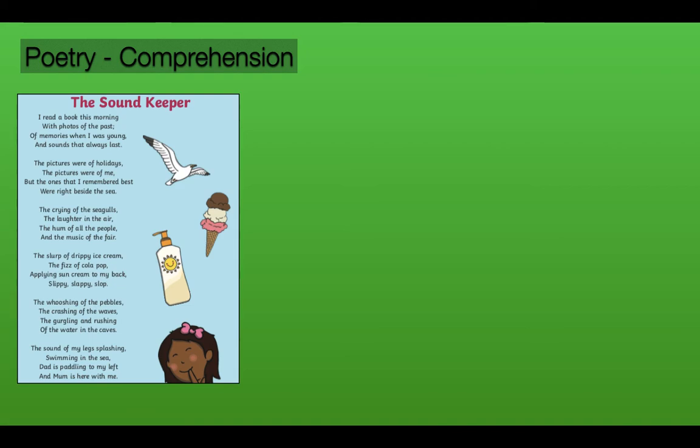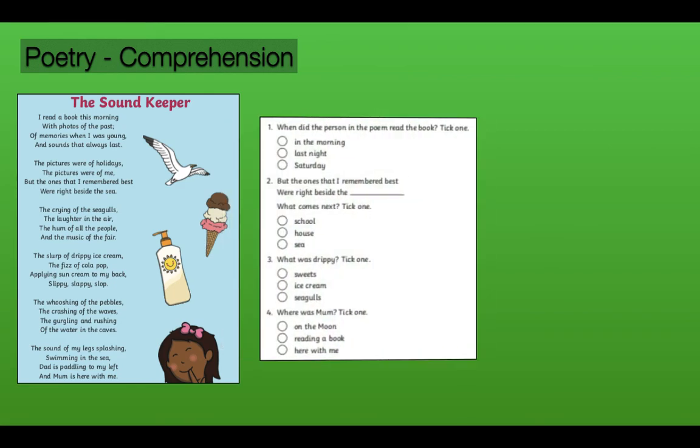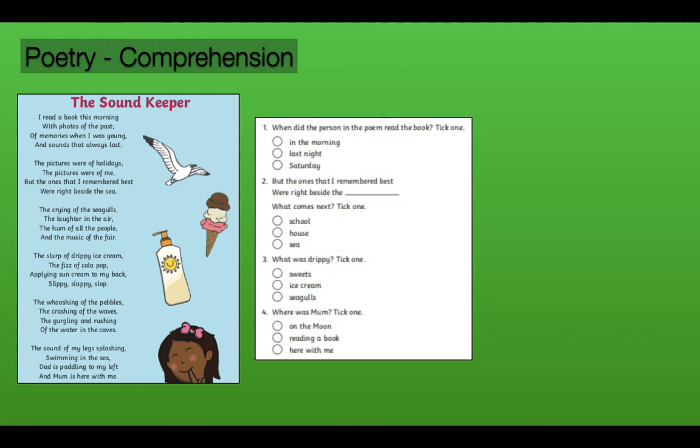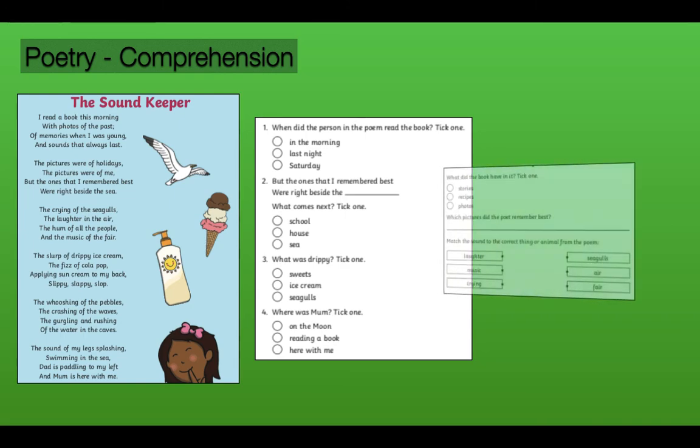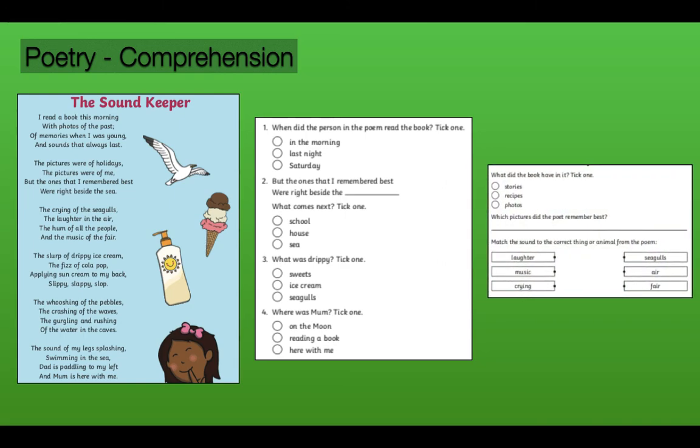So here is your task. After reading the poem, make sure you understand what it all means. Answer the questions here. There are 2 that you need to answer. So 1, 2, 3, and 4. When did the person in the poem read the book? Tick 1. Number 2, but the ones that I remembered best were right beside the. Take your option, select one of those words, and so on.